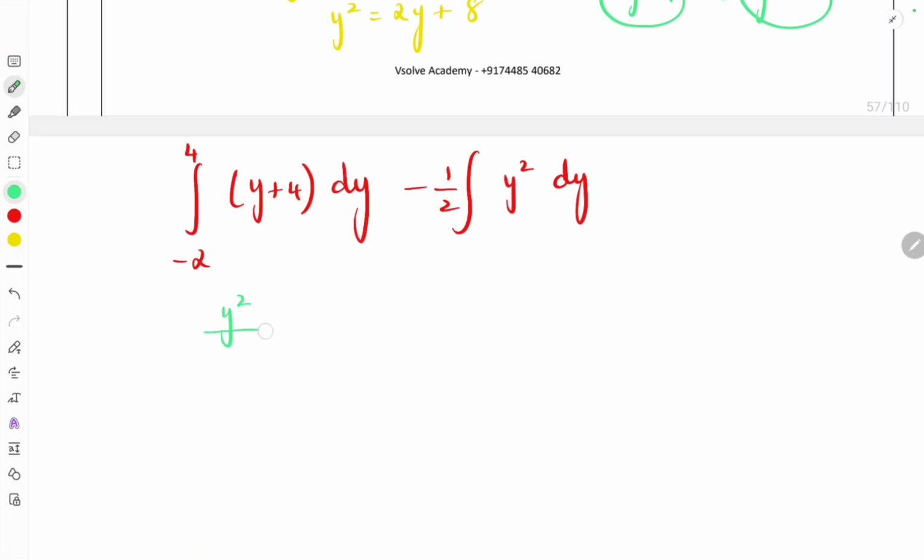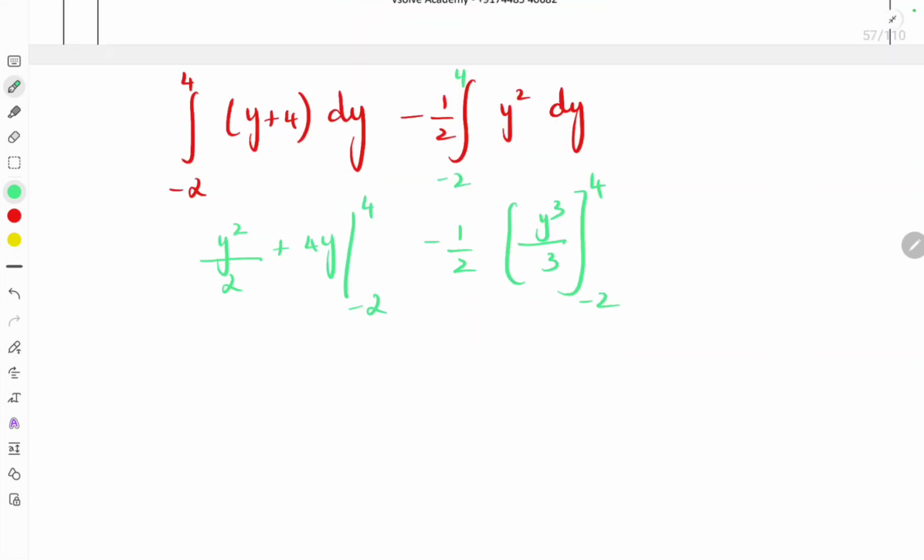So it will be y square by 2 plus 4y, and here -2 to 4. So minus 1 by 2 into y cube by 3, and here also -2 to 4 only. So -2 to 4. So this we have to calculate. So upper limit minus lower limit. So 4 square 16 by 2 plus 4 into 4.